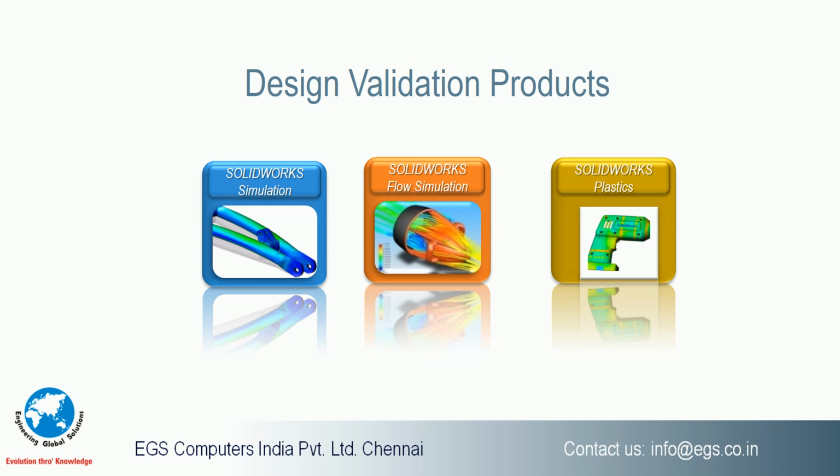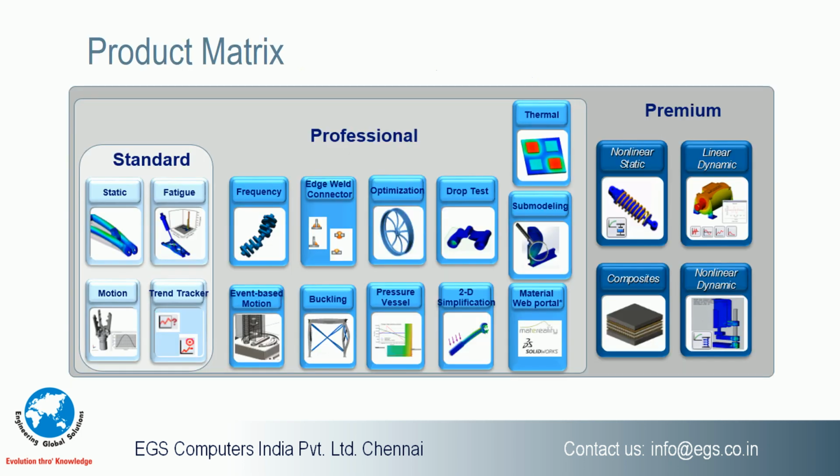SOLIDWORKS Simulation has three design validation products: SOLIDWORKS Simulation, which is basically structural analysis; SOLIDWORKS Flow Simulation, which we use for internal and external flows in hydraulic valves or pneumatic valves and various other conditions; and SOLIDWORKS Plastics, which is used to simulate the molten plastic flow in a component in the injection mold process. Now let's focus on SOLIDWORKS Simulation. This is the product matrix of SOLIDWORKS Simulation.